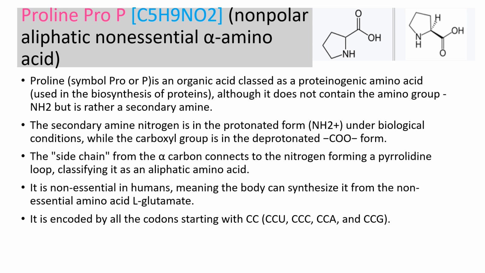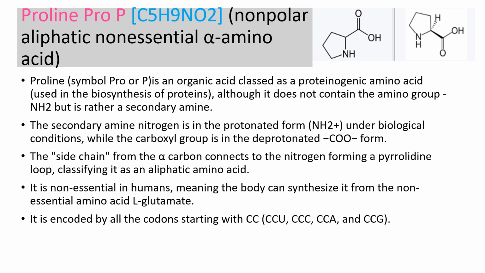Right. So the side chain from the alpha carbon connects to the nitrogen, forming a pyrrolidine loop, and it is classified as an aliphatic amino acid. It is non-essential. The body can synthesize it from L-glutamate. It is encoded by all the codons starting with CC. So CCU, CCC, CCA, CCG.